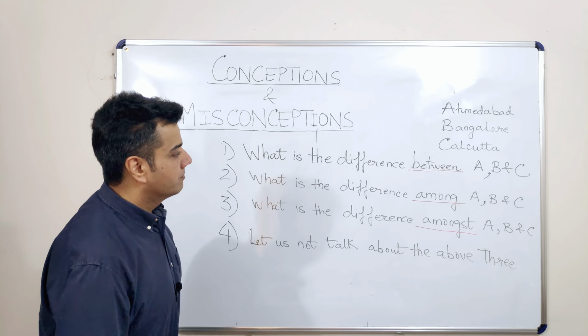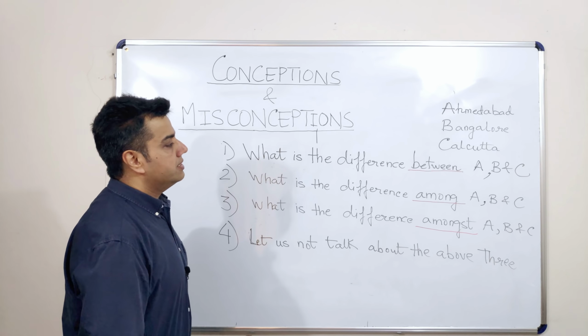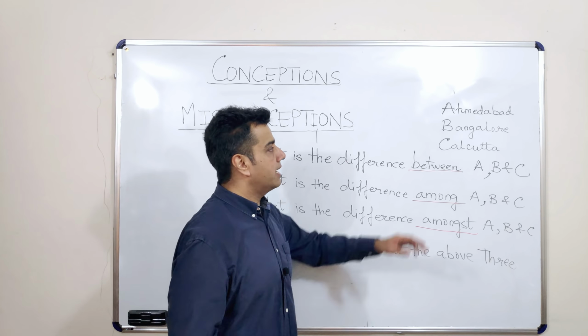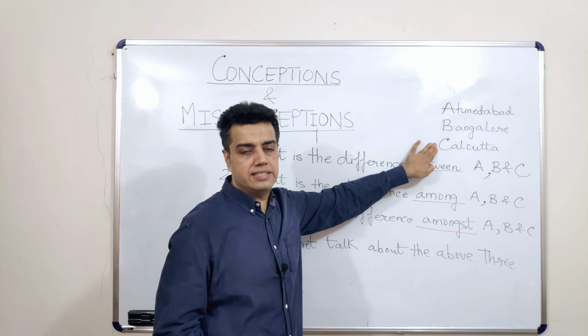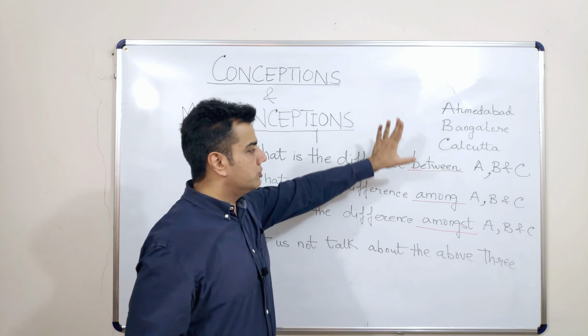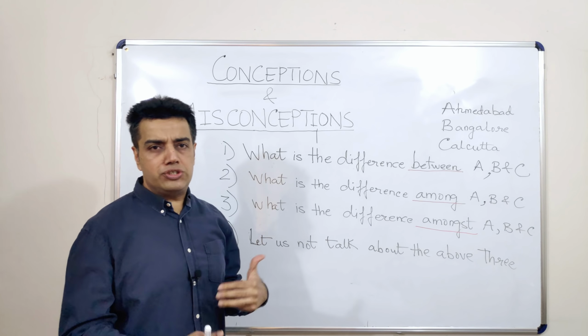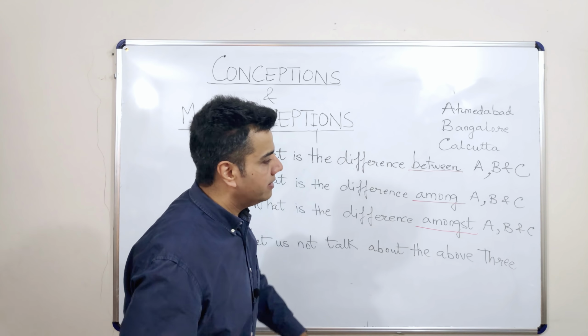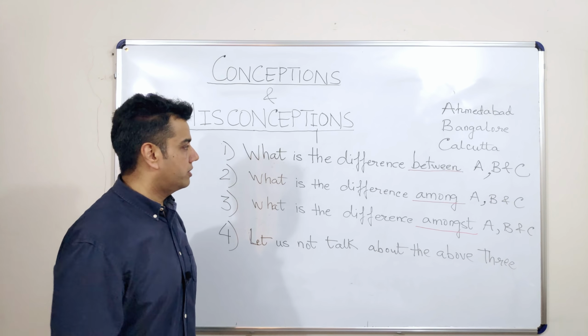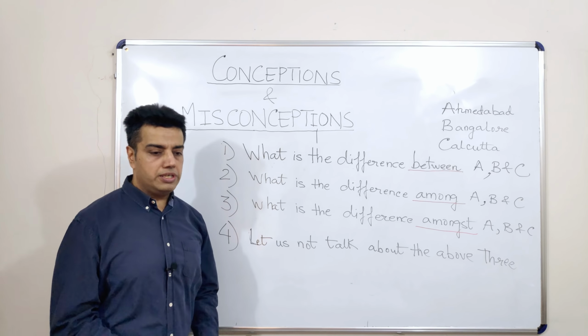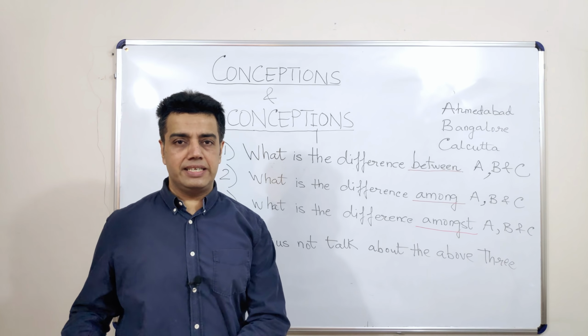Now in the first sentence, you would see that I say, what is the difference between A, B, C. Here I have assumed A as Ahmedabad, B as Bangalore and C as Calcutta. So I am basically talking about 3 different cities. I have not mentioned the cities, but you can understand that A symbolizes one, B another and C another. So the first sentence is: what is the difference between A, B, C.